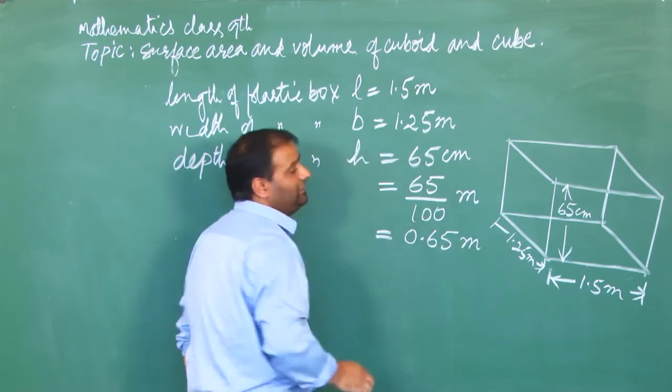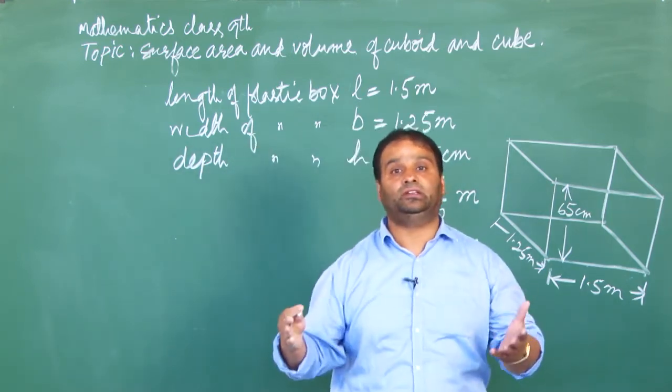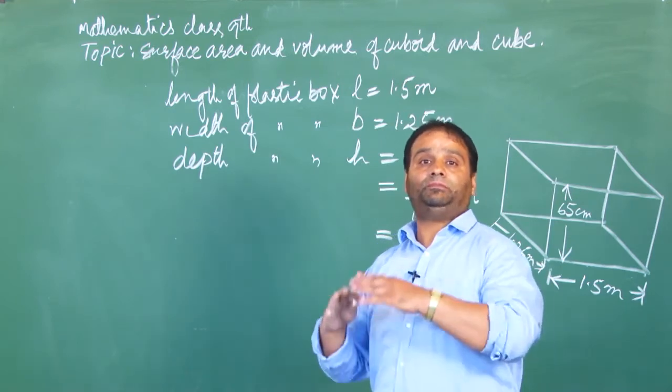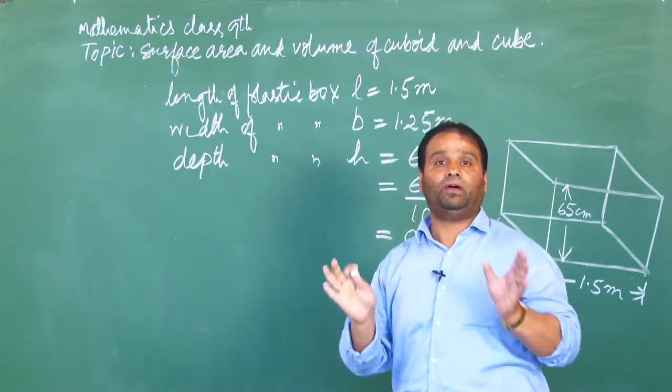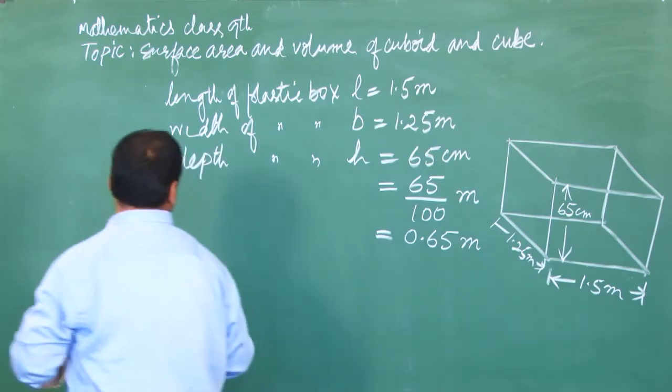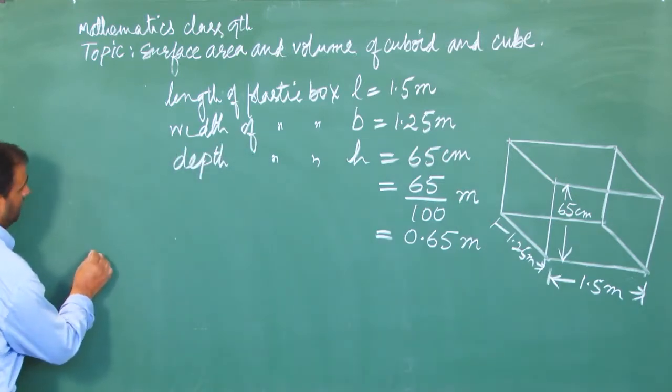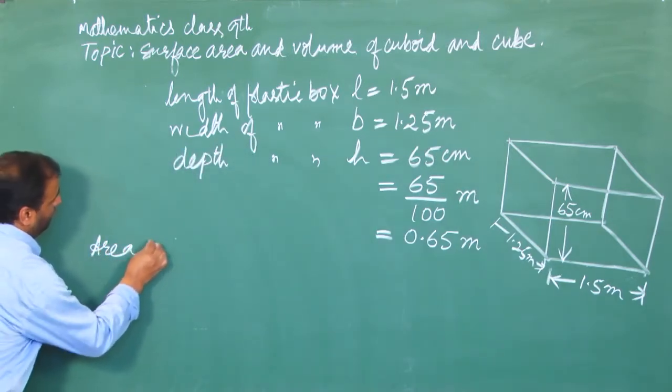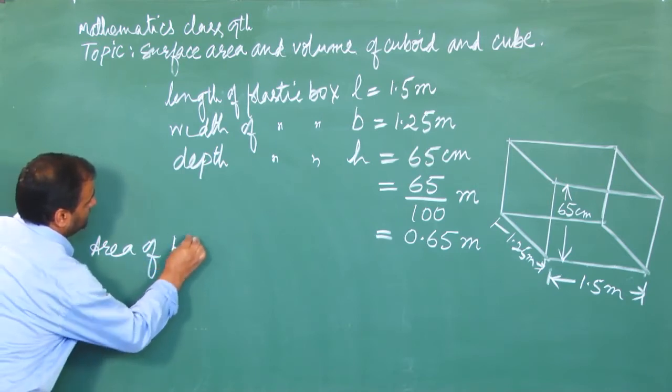Now, what will be the area of the plastic sheet needed? Again, the top of the plastic sheet is open, only 5 surfaces are to be considered. So, we write area of plastic sheet.